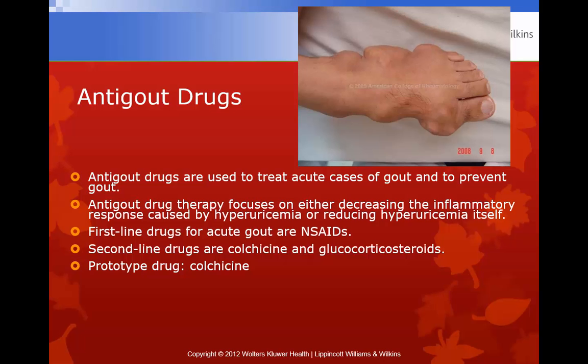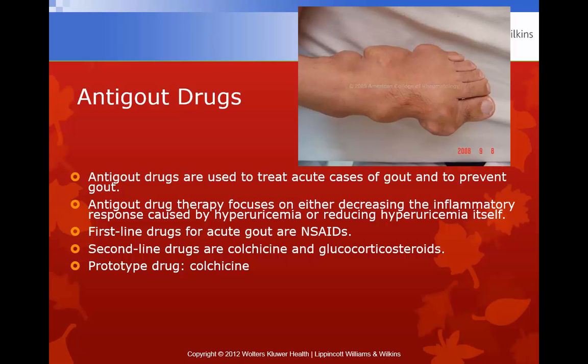All right. Going into the anti-gout drugs. Anti-gout drugs are used to treat acute cases of gout and to prevent gout. Anti-gout drug therapy focuses on either decreasing the inflammatory response caused by hyperuricemia or reducing hyperuricemia itself. And the first line drugs for acute gout are NSAIDs. Those are the main ones that we're going to use. And specifically, the one that I use the most is indomethacin. Second line drugs are colchicine and glucocorticoids.